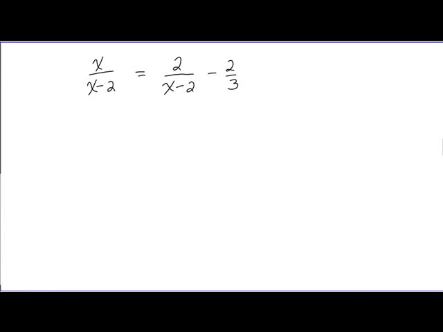A couple of additional examples real quick from section 1.2. I'm going to start with the rational equation you see on your screen. The least common denominator is 3 times the quantity x minus 2. So that's what we're going to multiply both sides of this equation by.